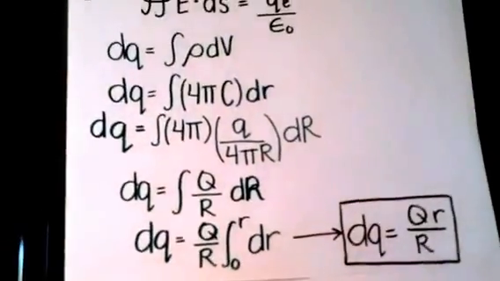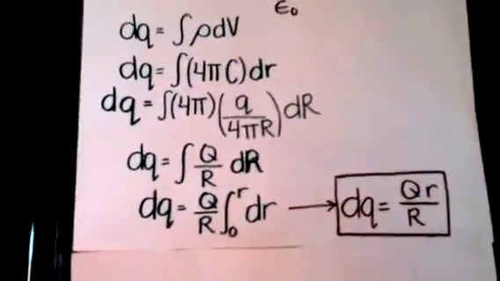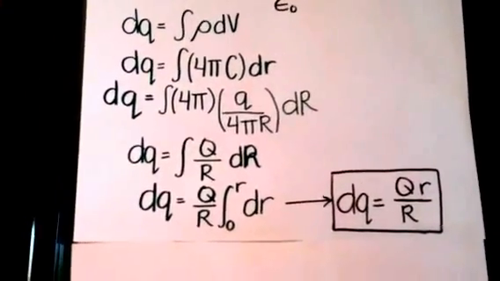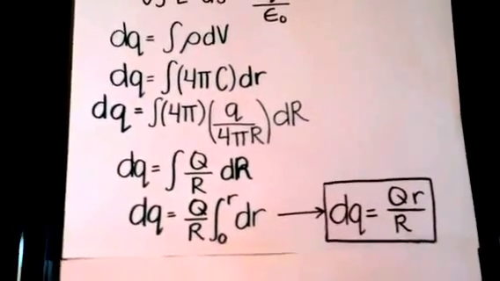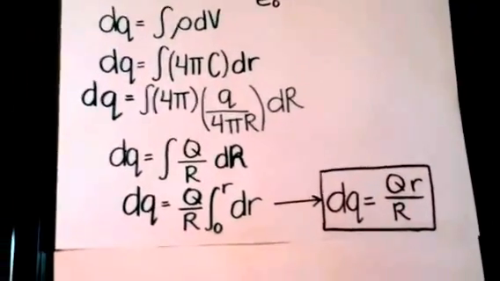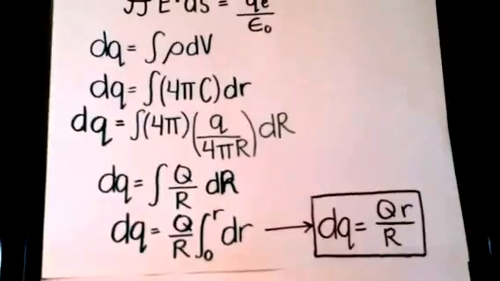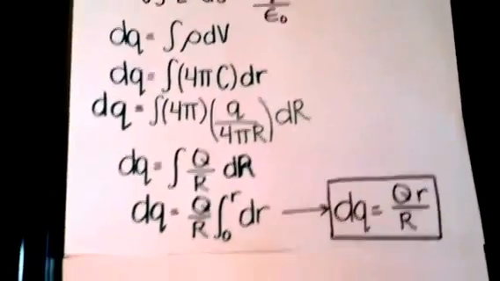And solving through, we get dq equals the integral of Q over R dr. Since Q and R are both constants, we can pull them out of the integral, and it's a very simple integral, it turns out. So we solve it from 0 to r, and we get that the charge, or the dq, equals Q times little r over big R.